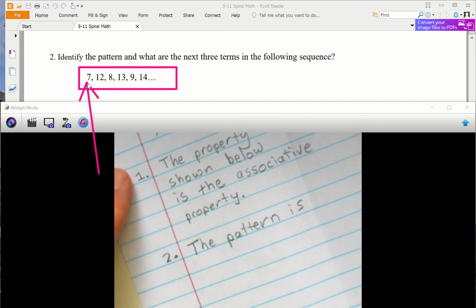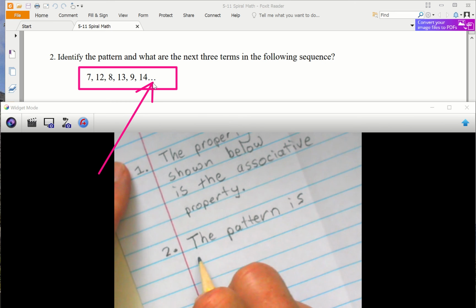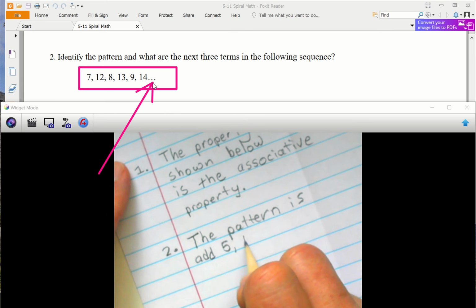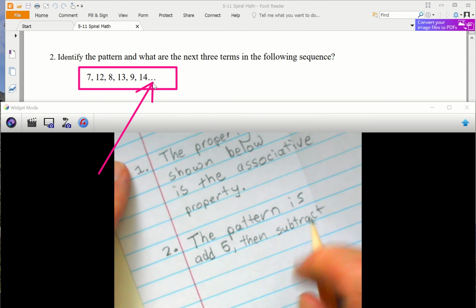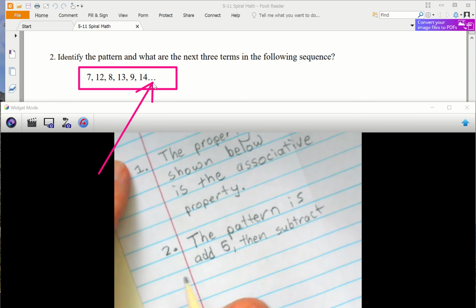But if you look at it, let me go ahead and mark over here. When we go from 7 to 12, we add 5. Then we take away 4 and get 8. Then we add 5 again and get 13. Then we take away 4 and get 9, and add 5 and get 14. So our next term in the sequence would be, well, let me write the pattern first. The pattern is add 5, then subtract 4, then add 5, then subtract 4.